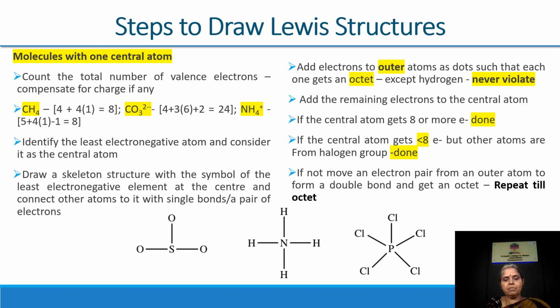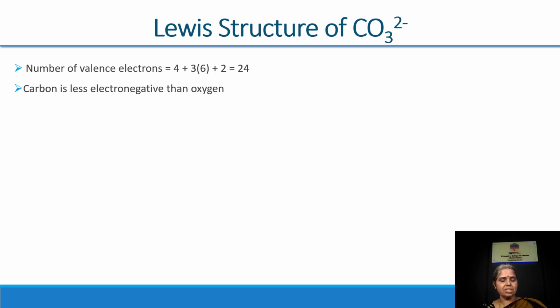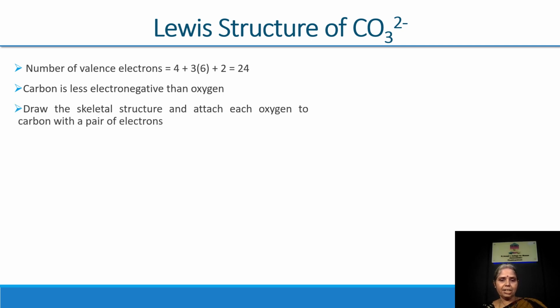So, let us work with examples for clarity. Lewis structure of CO3 2 minus. As we already calculated, carbon is 4, each oxygen is 6. So, 6 into 3 is 18, plus 4, plus 2, total 24 electrons. Then after that you can see here the carbon is less electronegative than oxygen. Draw the skeletal structure. So, our next step is first count electrons, then identify the least electronegative atom, then draw the skeletal structure with the least electronegative atom at the center, other atoms in the periphery. Okay, you did that. Then let us see.